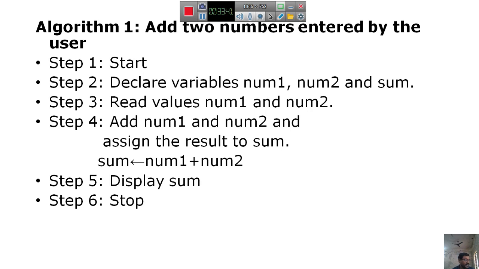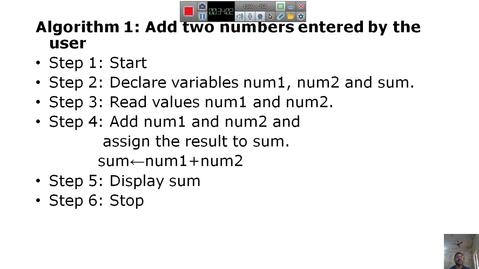It is just like declaring the variables: a comma b comma c. And next, adding the numbers, that is c is equals to a plus b, and show the result. The result is available in the variable c.